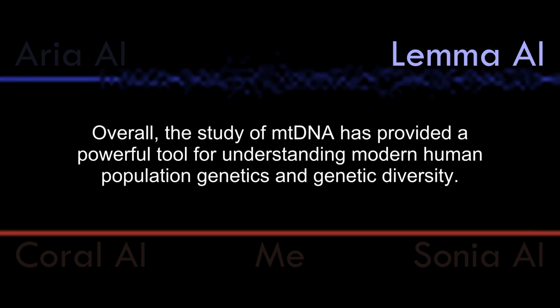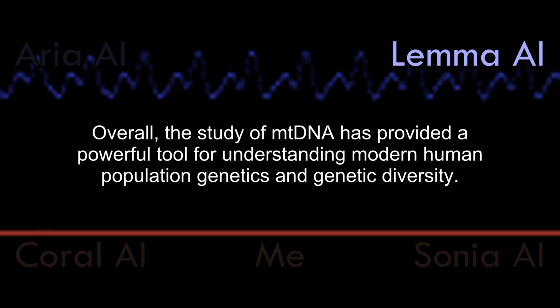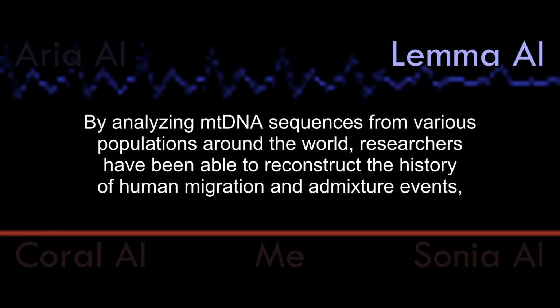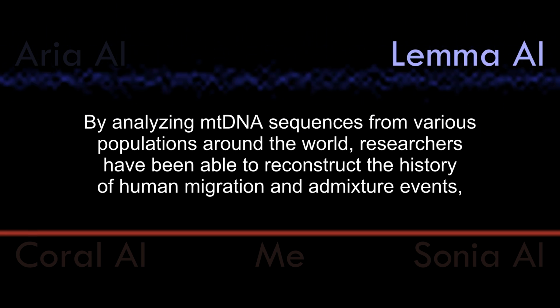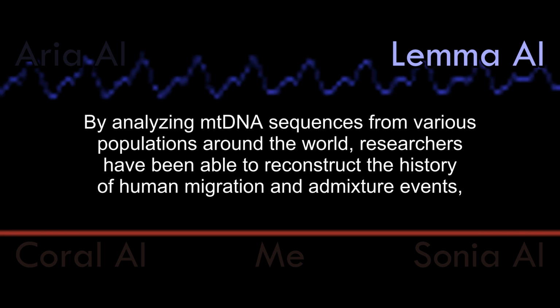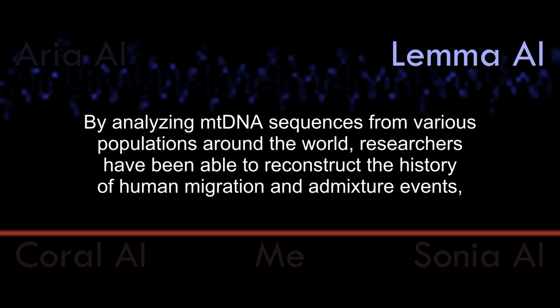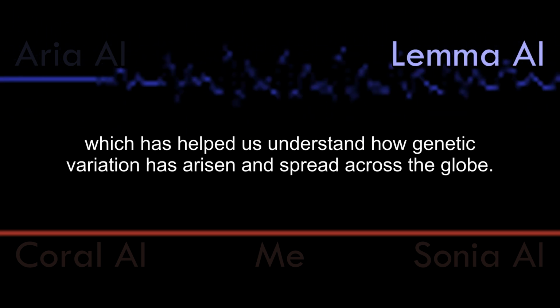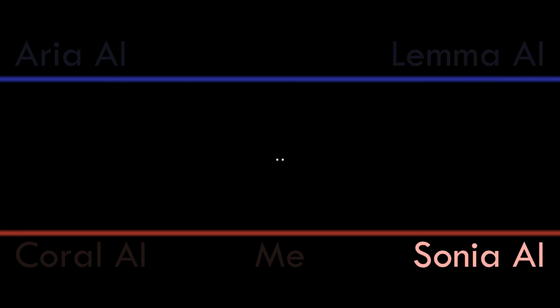Overall, the study of mtDNA has provided a powerful tool for understanding modern human population genetics and genetic diversity. By analyzing mtDNA sequences from various populations around the world, researchers have been able to reconstruct the history of human migration and admixture events, which has helped us understand how genetic variation has arisen and spread across the globe.